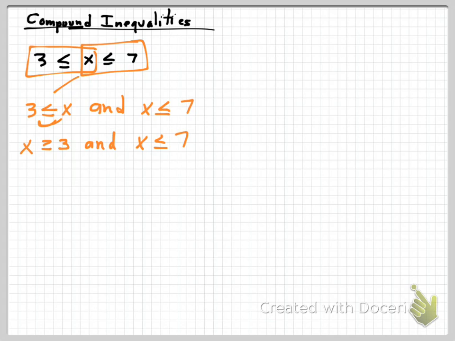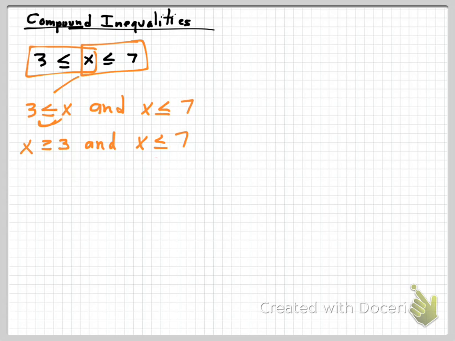So a number that would work would be, let's say 5. 5 is greater than 3, and at the same time, less than 7. But a number that would not work is 8. 8 would make this part true, but this part would be false.